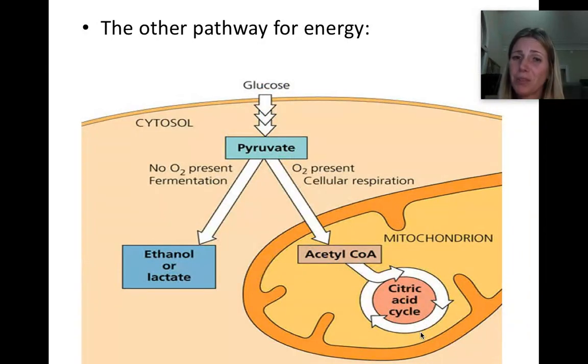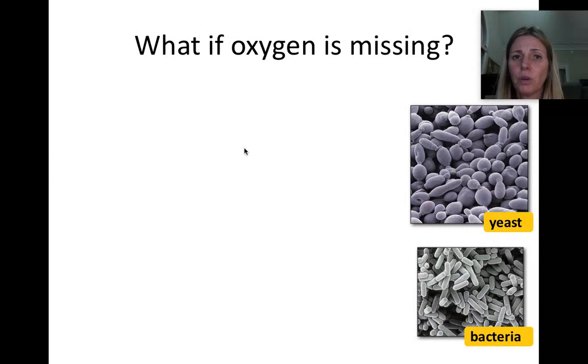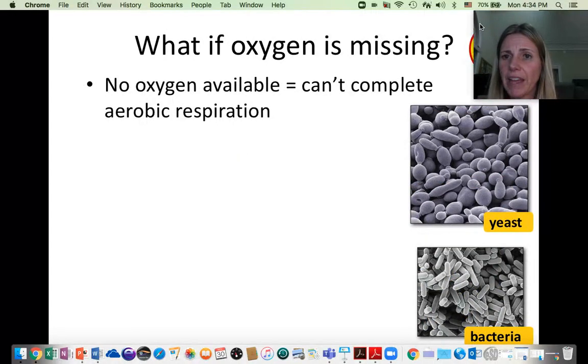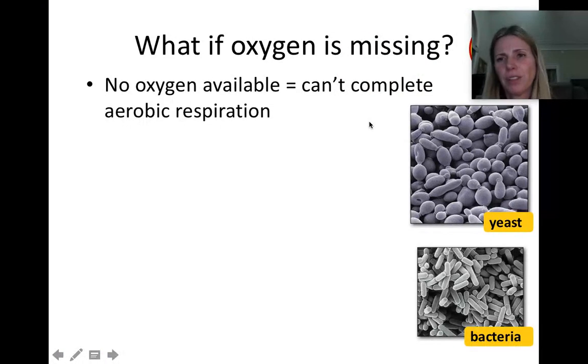There's another pathway. This one's a little bit easier. This is the easy pathway, right? It's one direction. So if you don't have any oxygen, whether it be your own personal body, or like we looked at the yeast, if there's no oxygen, they're going to do something called fermentation. So if oxygen is missing, you can see no O2, okay? You can't complete aerobic respiration. That makes sense, right? So yeast are going to do this all the time.